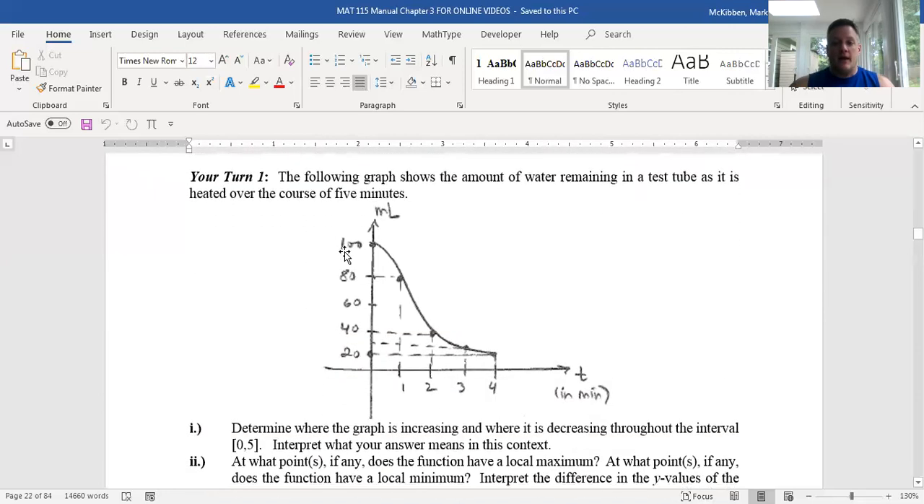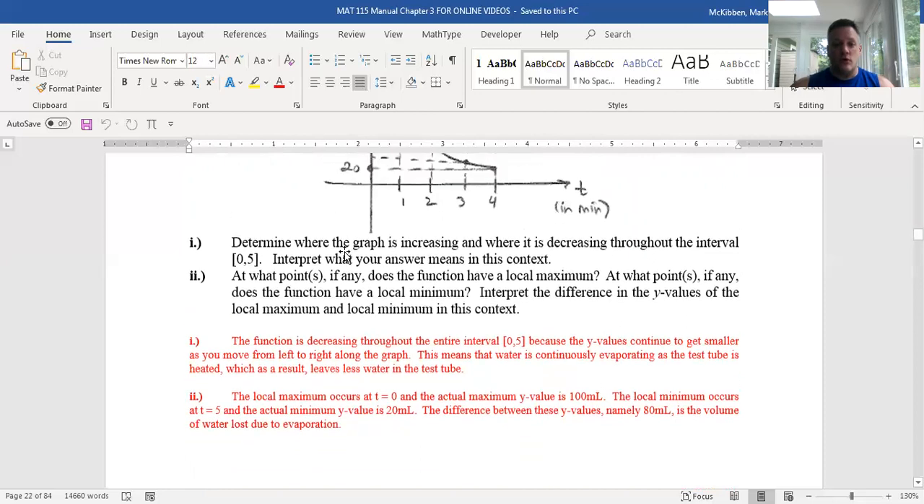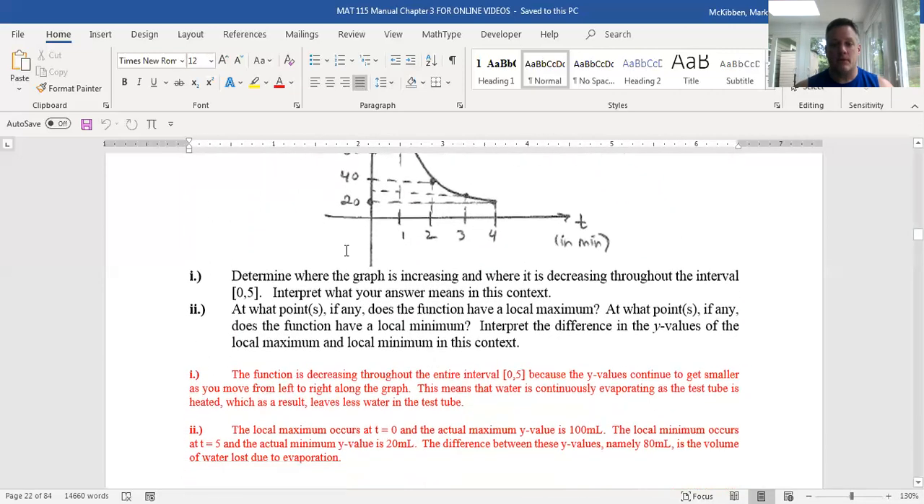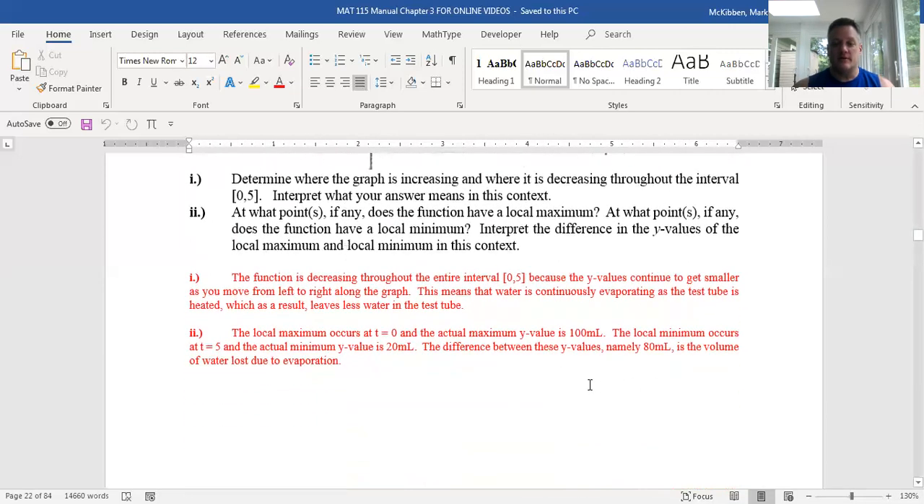All right, I will let you do your turn one. I'll let you pause it, do that, and then you can check yourself afterward. It's similar in nature to the other one. So give that a go. And take a look here. Make sure you got that under control.